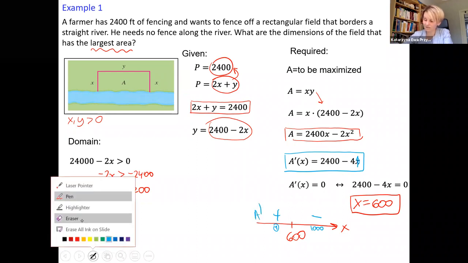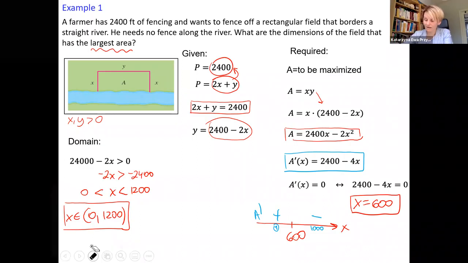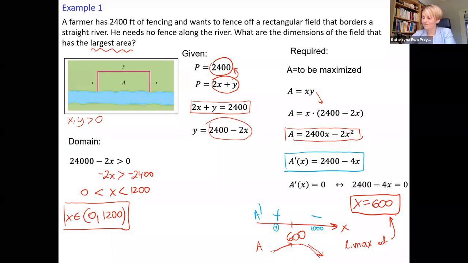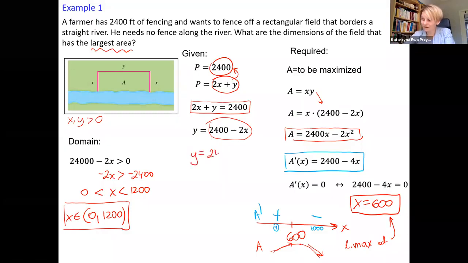The derivative behaves like this. This is just the derivative, right? And then for the function, the area is increasing and then decreasing. Of course, we can nicely see a local maximum, and this is the absolute maximum at X equals 600. Okay, 600. Now let's compute the Y. If X is 600, 2 times 600 is 1200. If X is 600, Y is 1200, that's the maximum area.